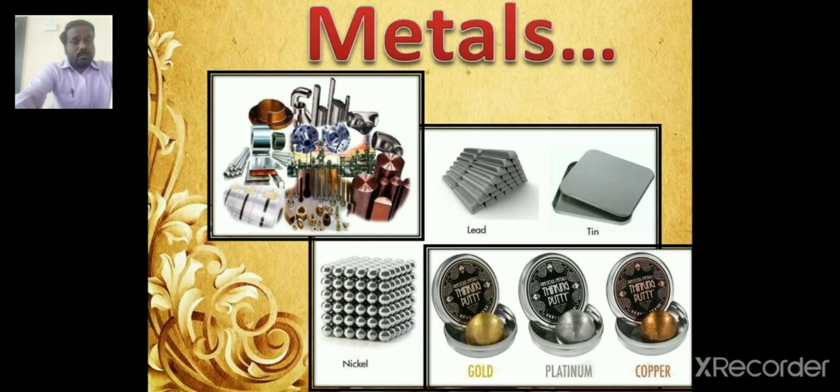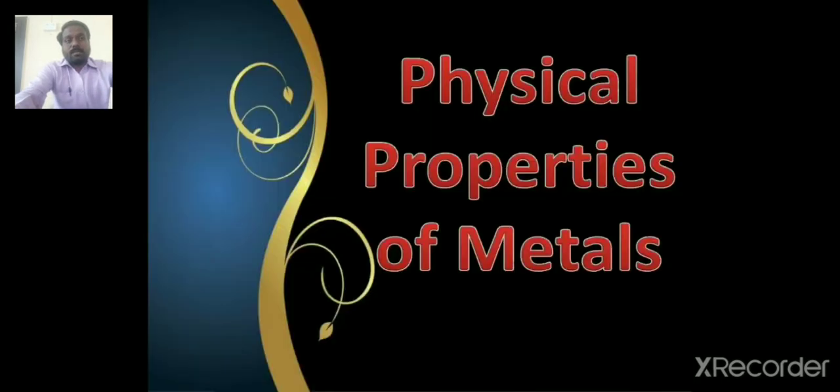Various metals are observed in our surroundings. For example, some I have to show you: lead, tin, copper, platinum, gold, nickel. In the diagram you see the various metals: nickel, gold, platinum, copper, lead and tin. Now we see the properties of these metals. Physical properties of metals.